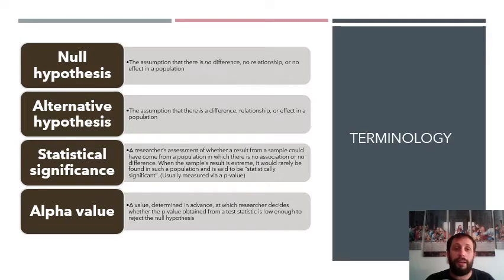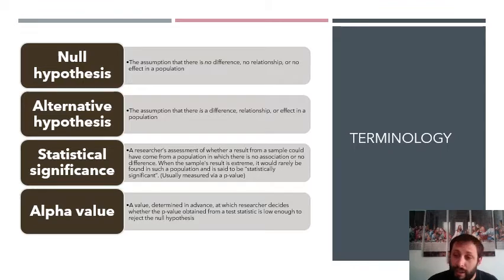I want to talk about some terminology here. The first one is a phrase that I brought up in the last slide, which was null hypothesis. A null hypothesis is essentially stating that there's no difference, no relationship, or no effect in a population. So whenever you state a hypothesis, the null is saying, nope, no matter what we say, this is not going to be true at all.